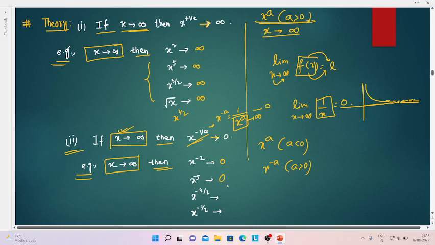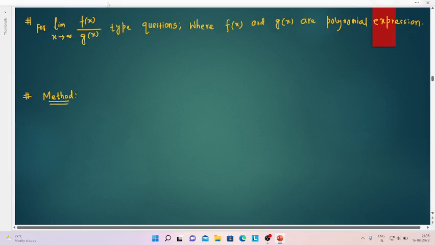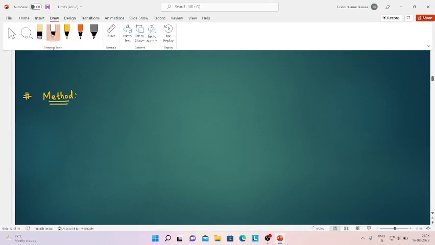Similarly, x to the power minus 5 will be 0, x to the power minus 3 by 2, which also has a negative sign, this is also 0, and that part will also be 0, right? So you can understand what the theory says. Let's move to another theory, which is for limits extending to infinity.